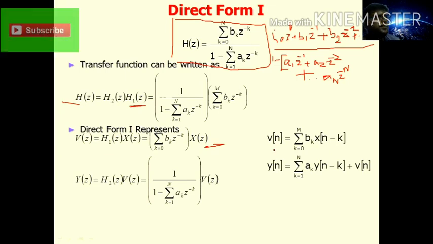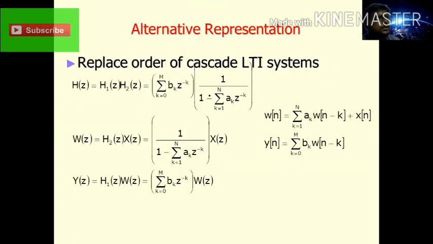So now v of n equal to summation bk x of n minus k. This is the numerator portion. So y of n is equal to summation ak y of n minus k plus v of n. Okay. So as an alternate representation, this is the cascade form of LTI system. No need to worry. So I'll conclude this topic.